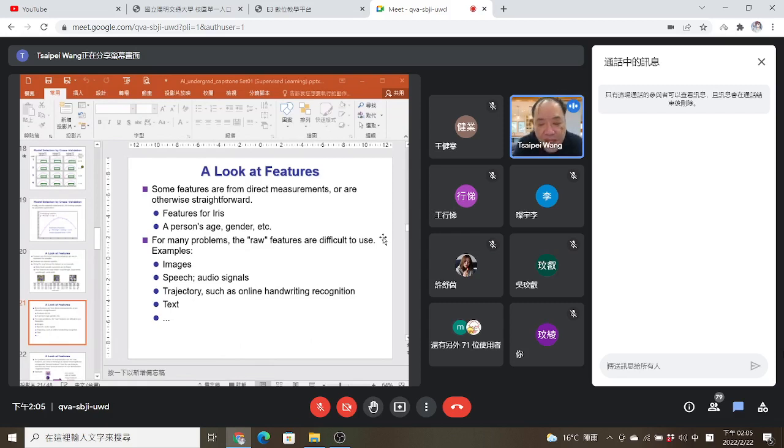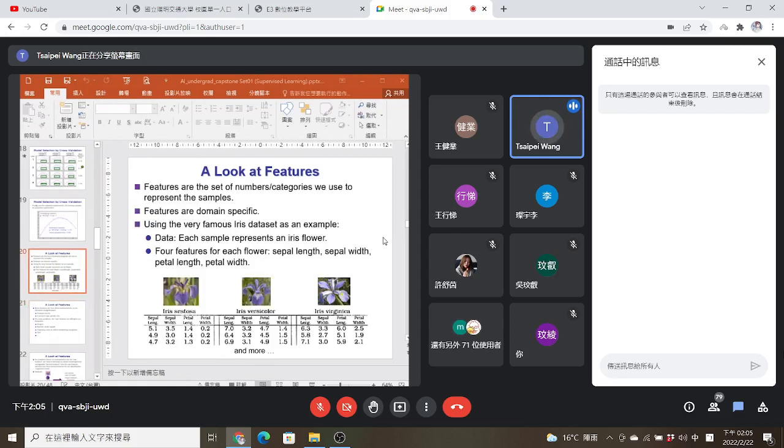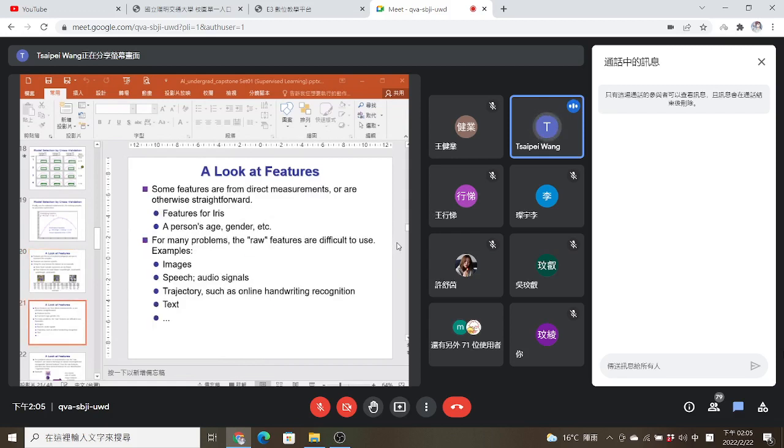Of course, we can always use the raw features, which are image pixel values. Instead of the measured features, I take the picture, and there are a finite number of pixels with RGB values. Those are the raw features. But raw features are more difficult to use.